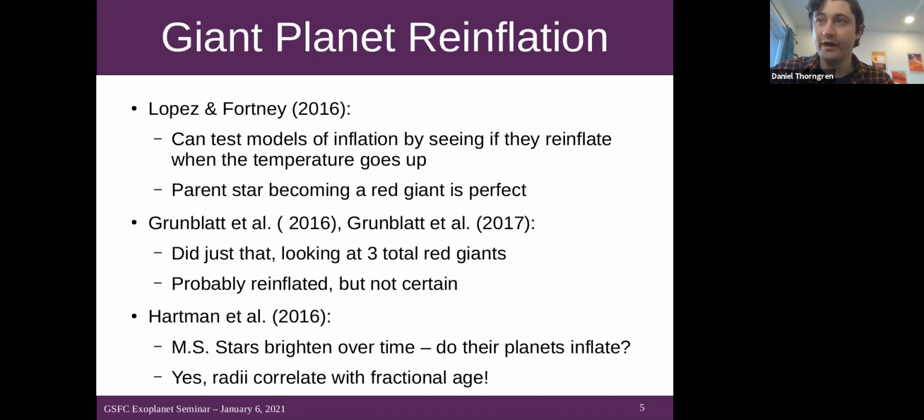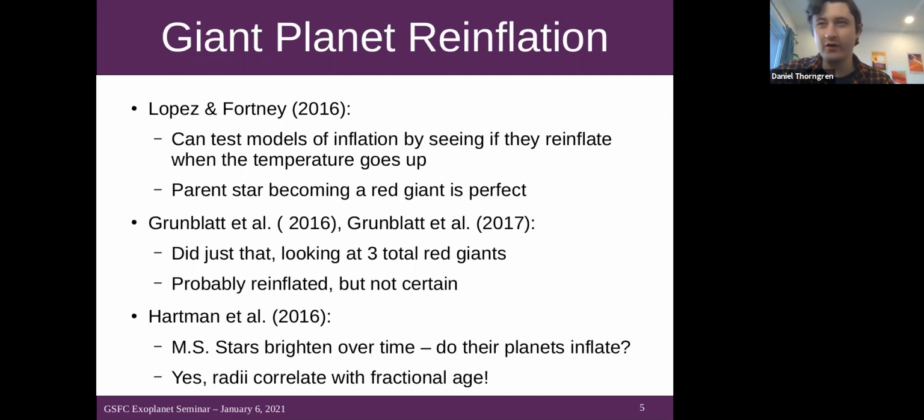And so what Hartman looked at was the fractional age of the parent star, which is just the age over its expected main sequence lifetime, against the radius of the planet orbiting it. And he found a positive correlation with fractional age, which suggests that these planets are indeed reinflating over time. It's difficult to see why that would come about otherwise.